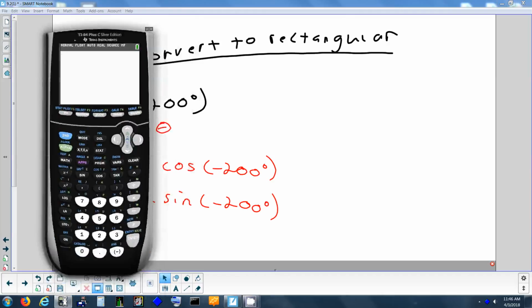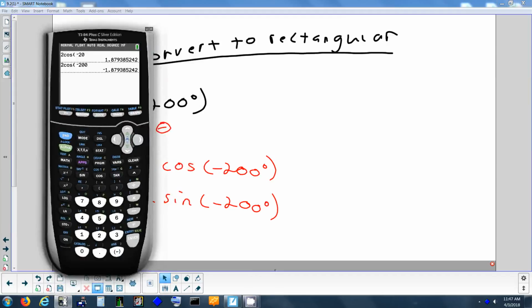I knew it would work eventually. I'm persistent. 2 cosine negative 200. Buttons are not quite working. All right. Almost the same thing anyway.